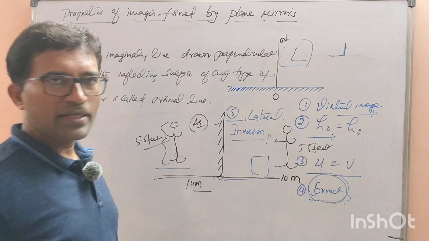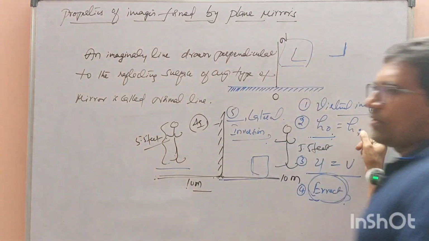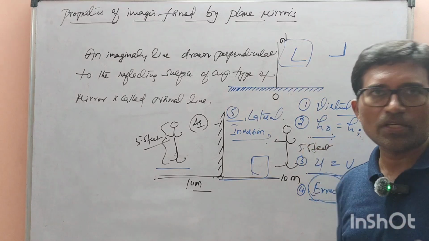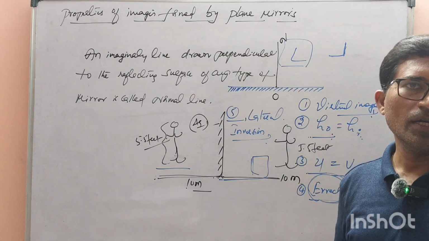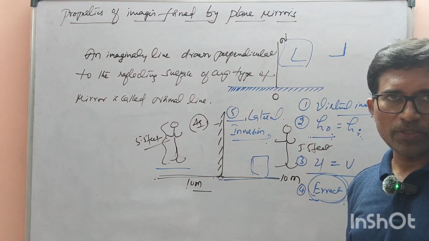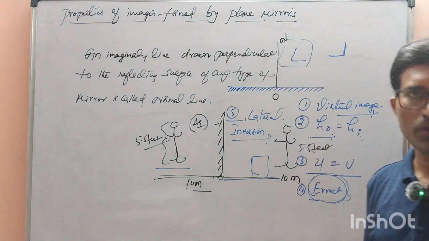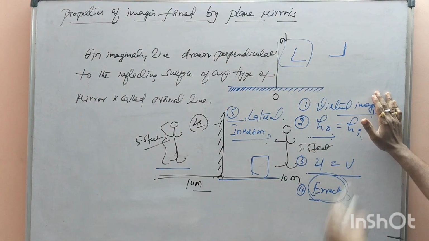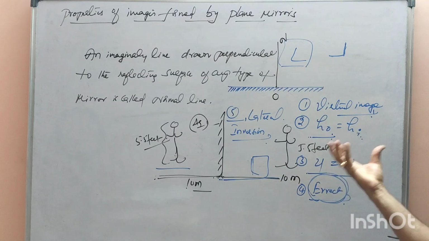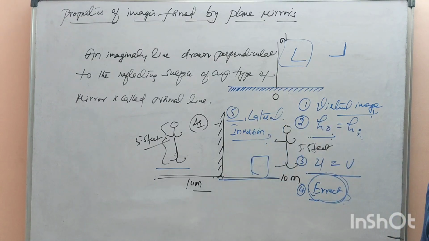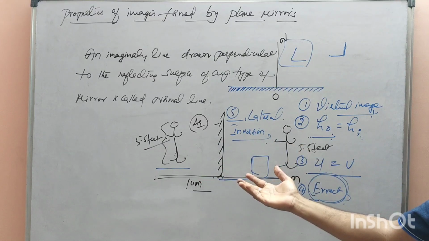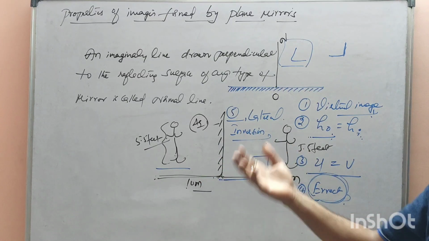First property is, plane mirrors always form virtual images. We won't be discussing curved mirrors, any concave mirror or convex mirror. We are discussing only the image formed by a plane mirror. So the images formed will always be virtual, and they are always erect, and the image undergoes lateral inversion. The height of the object is equal to the height of the image, and the distance from the mirror to the object is equal to the distance from the mirror to the image.